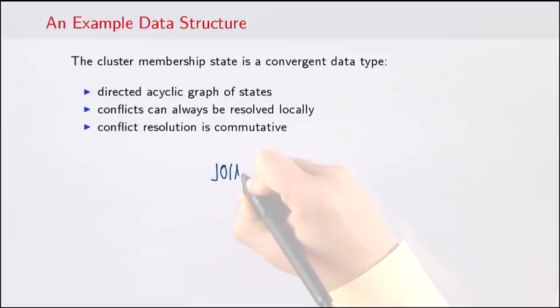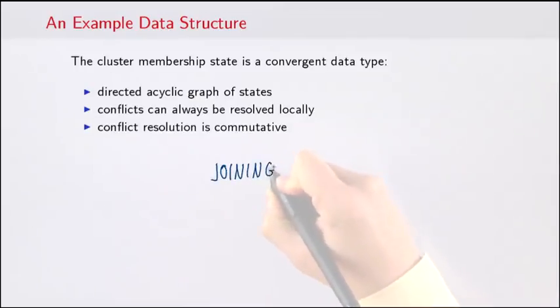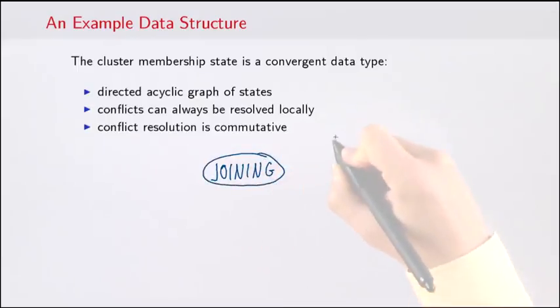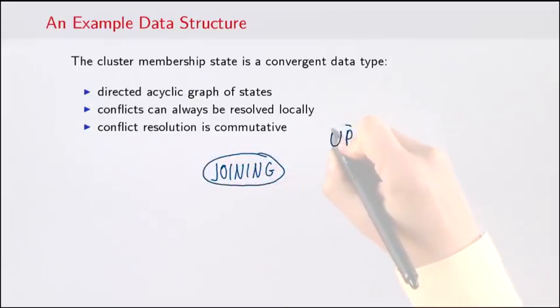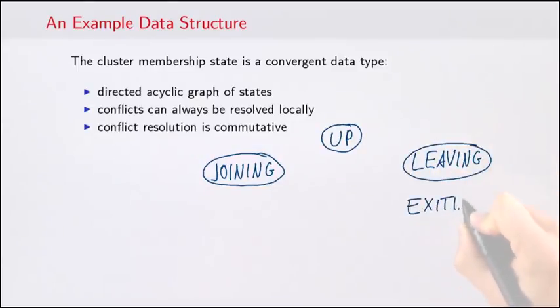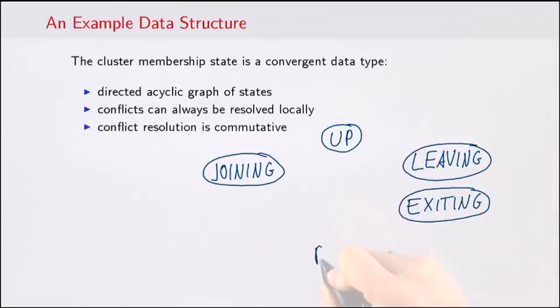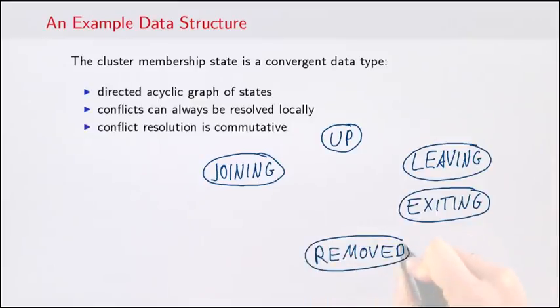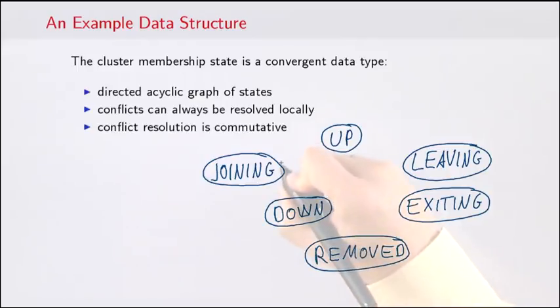It began with joining, and then we had up, leaving, exiting, removed, and we had down. The property which makes this data type manageable as a convergent data type is that all transitions form a directed and acyclic graph.